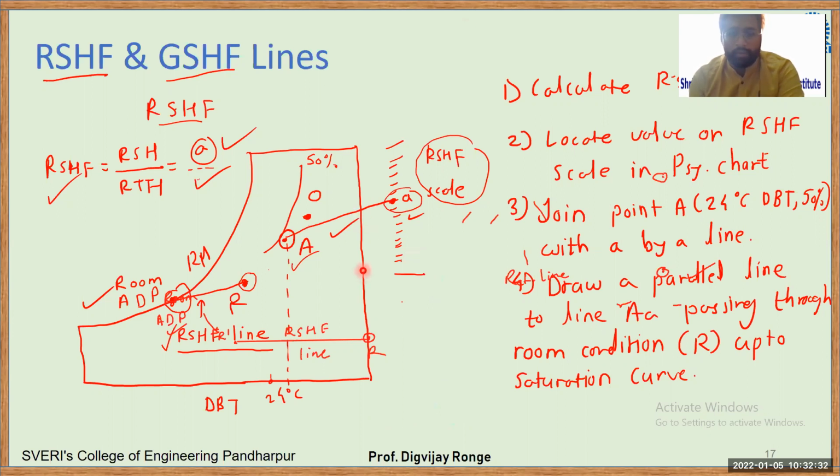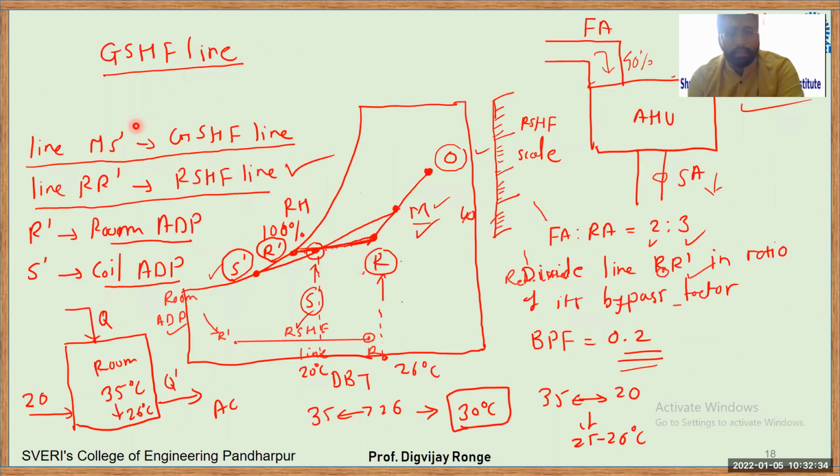Next is the GSHF line. Now for the GSHF line, first you have to draw the RSHF line, so that is a very mandatory requirement. If you want to draw the global sensible heat factor line, in that case first you have to draw one RSHF line.